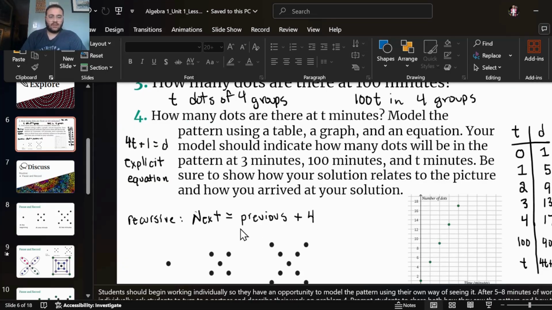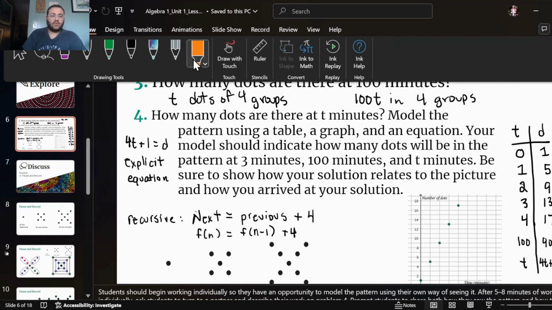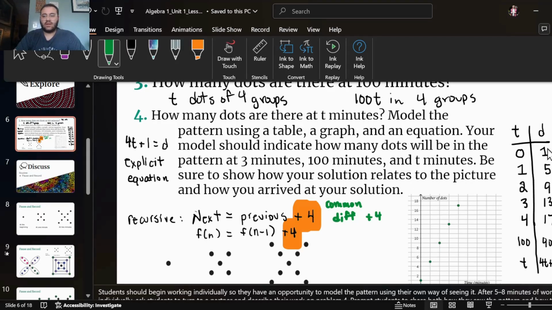Maybe I can zoom in here. And later on, f of n will represent the next term. F of n minus 1 will be the previous term, plus 4. And this is later on going to represent our common difference. This is going to be called the common difference, which is plus 4. It's the number that we're adding each time here, from 1 to 5 to 9 to 13 to 17, so on and so forth.